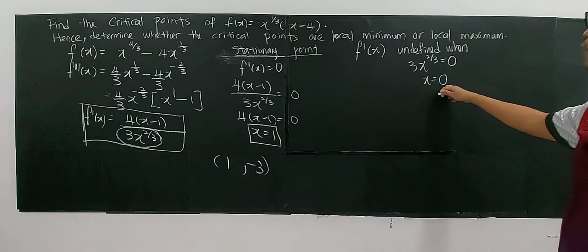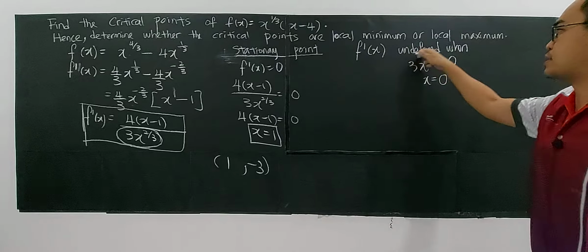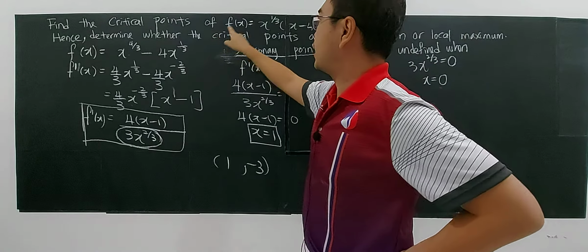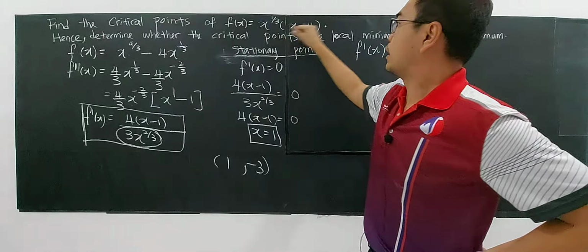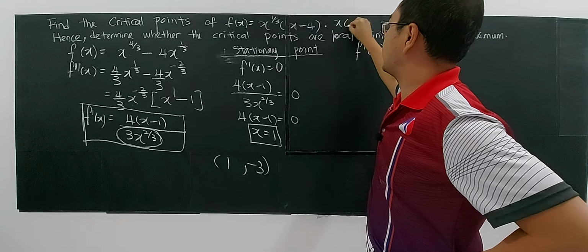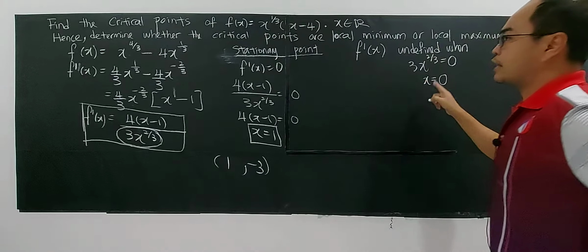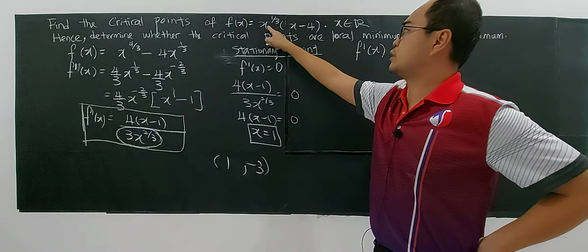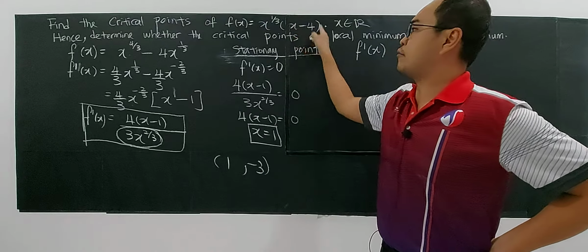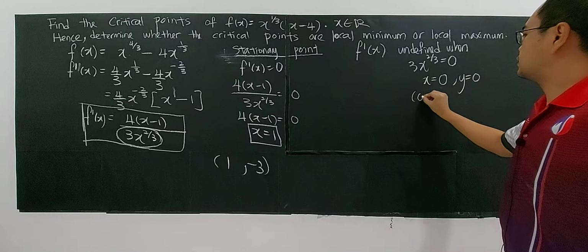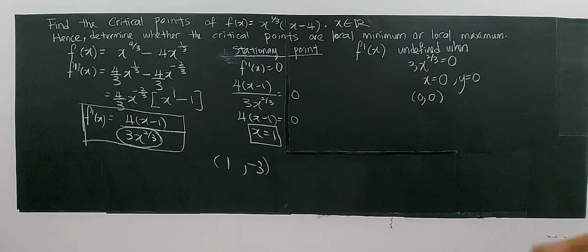It's a critical point, a singular point where f prime x is undefined. So substitute 0 into the original function, because this function can accept 0. The domain can be anything, right? Any value of x is okay. So now you have x equals 0, you substitute 0, multiply with everything, you get 0. That means y is also 0, so (0, 0) is a singular point.